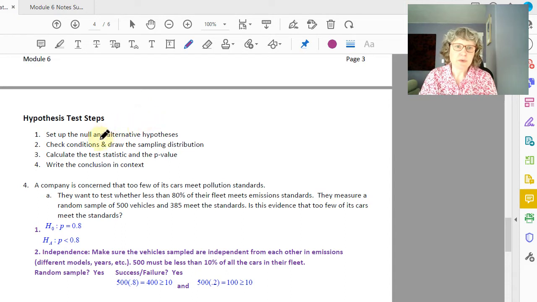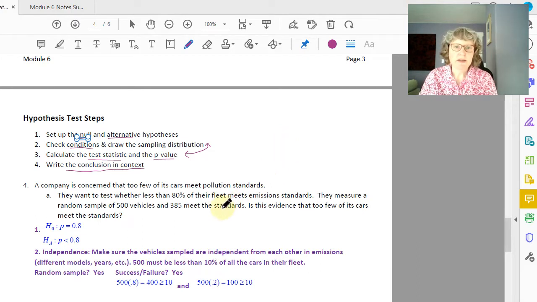So the first step is we're going to write our null and alternate hypotheses. And then we're going to check the conditions. And the drawing can either go up here or down here. Either the drawing can go in step 2 or 3, depending on how you do it. I think I've actually drawn it more in step 3. Then we're going to calculate our test statistic and our p-value. And then it's really important to write the conclusion out in context. Okay, so let's go through each of these.